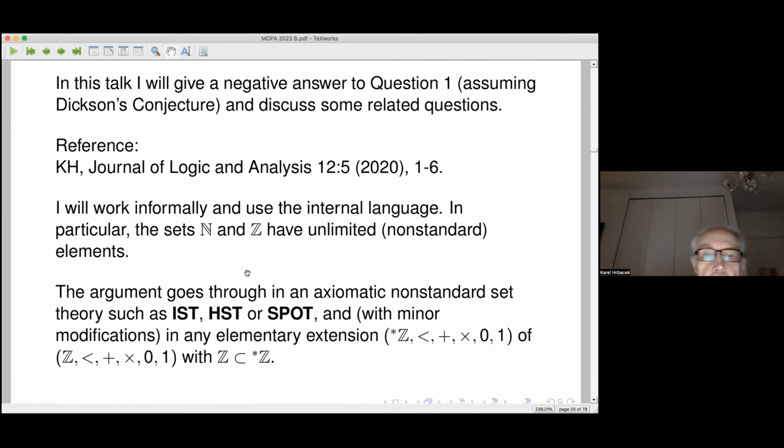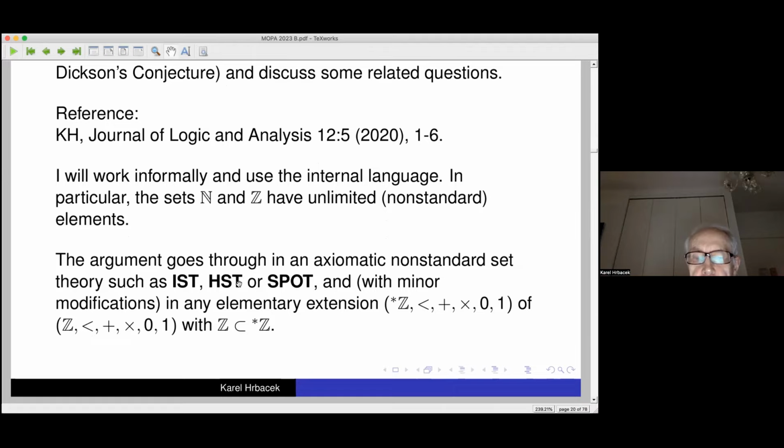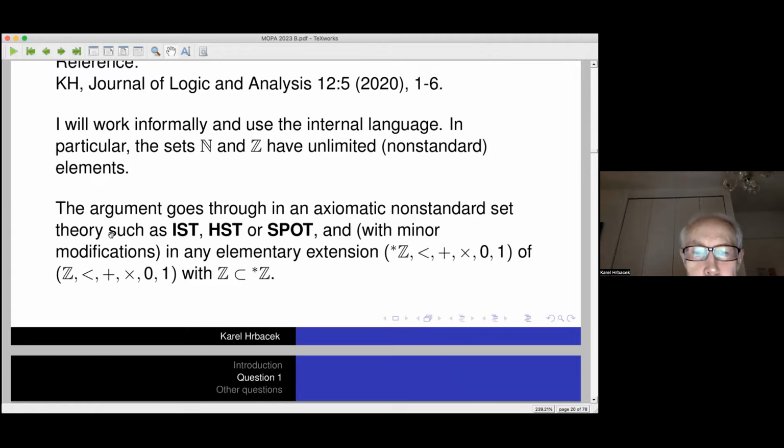Okay, now I will work informally and speak as I have already been. That means in the internal language, integers means what some people would call hyperintegers. The set N contains both limited integers and unlimited, non-standard integers. The same goes for Z. So the argument can be formalized in any axiomatic set theory or in any elementary extension of the standard model of integers. I will state the final theorem in this model theoretic form so as to at least mention models of arithmetic twice in this talk.